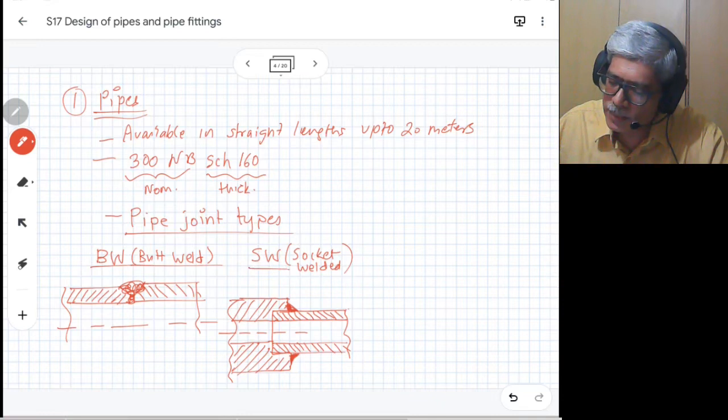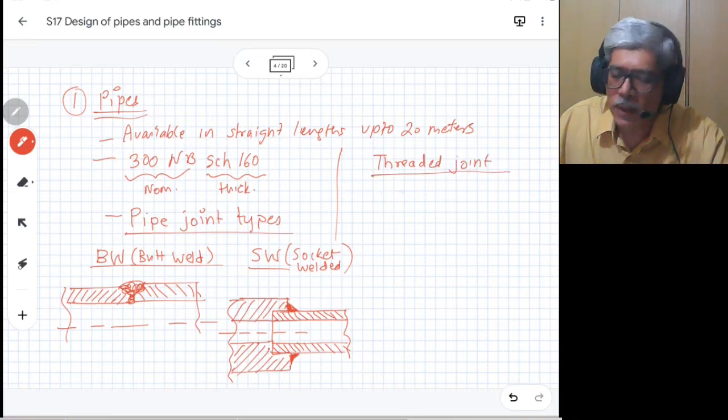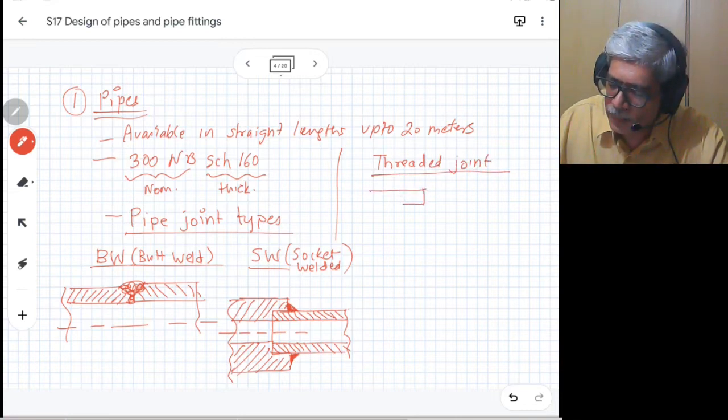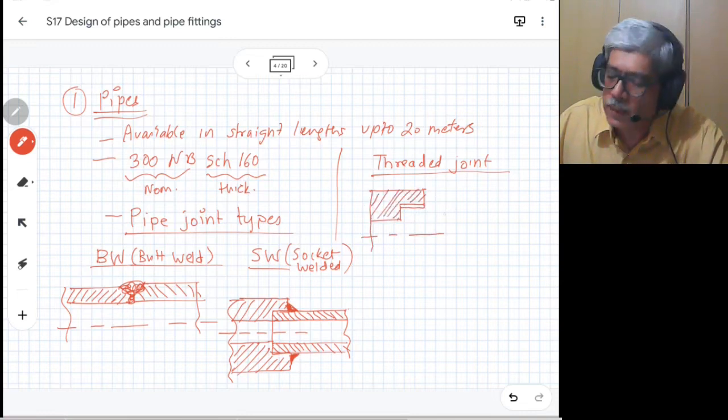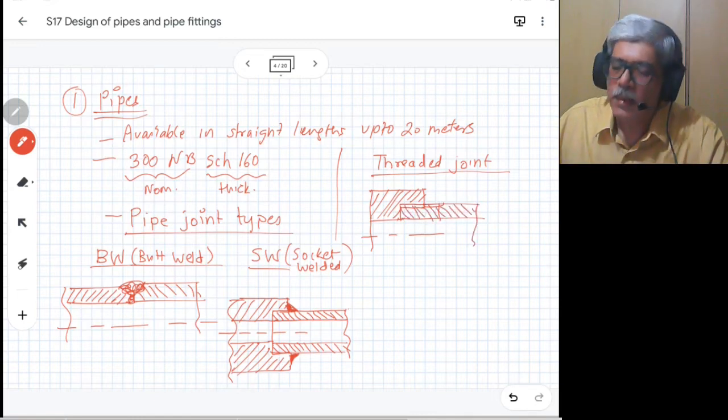The third joint is the threaded joint. In the threaded joint, similarly, you will have one component with threads. So one will have female threads and the other will have male threads, and they will be joined together. So that is a threaded joint.